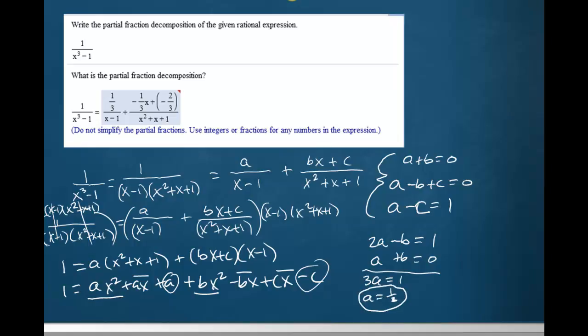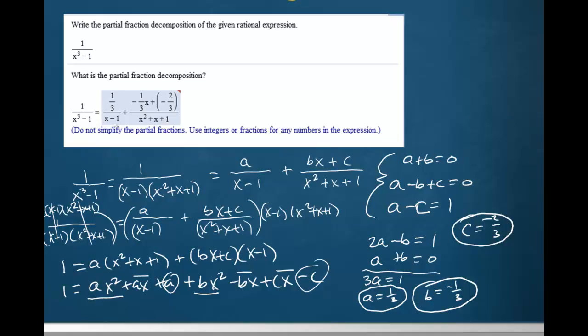So now we found one of our values here. We found a. We know that a plus b is equal to 0 from this first equation, and if a is 1/3, that means that b must be minus 1/3. We know that a minus c is equal to 1, and if a is 1/3, that means that c must be minus 2/3.